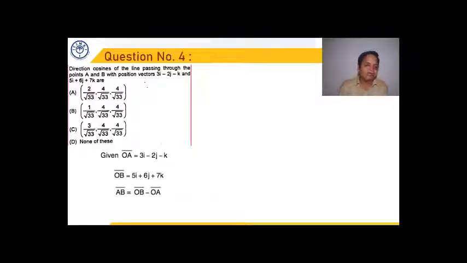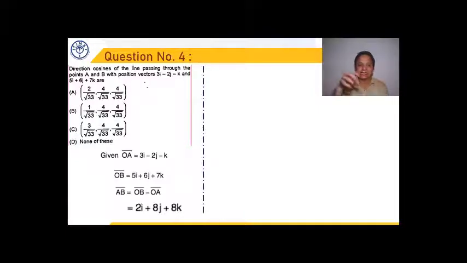We know the position vector of B. We know the position vector of A. So we substitute these back. So can I say this is 5i minus 3i is 2i. 6j minus of minus 2j becomes plus 2j, so 6j plus 2j becomes 8j. 7k minus of minus k becomes plus k, so 7k plus k becomes 8k. So we get this AB vector as 2i plus 8j plus 8k.